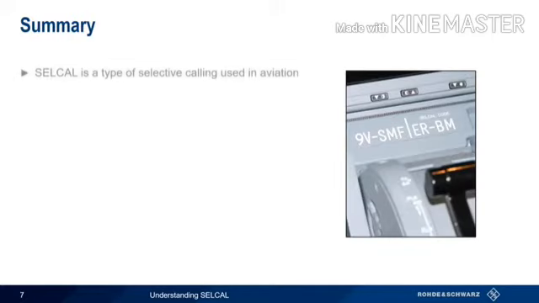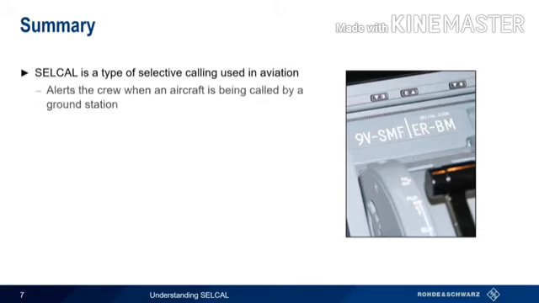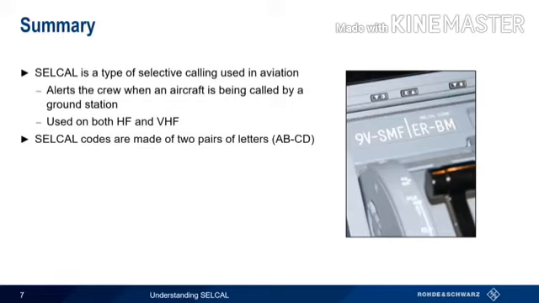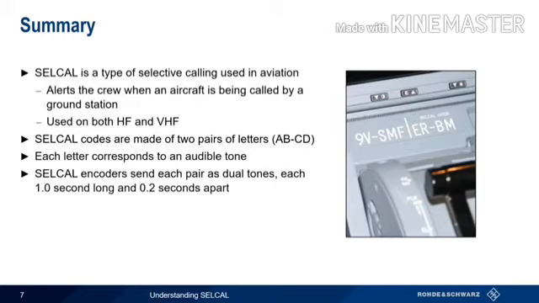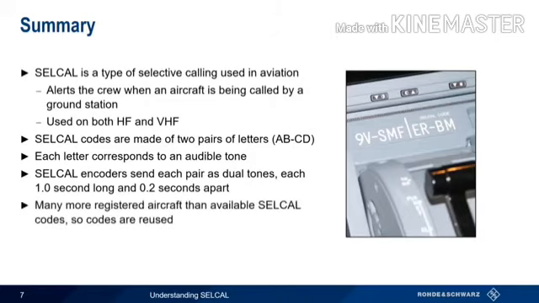In summary, Selcal is a type of selective calling used in aviation. Selcal is designed to reduce crew fatigue by providing an alert when their aircraft is being called by a ground station, and Selcal can be used for both HF and VHF communications. Selcal codes are made up of two pairs of letters, with each letter corresponding to a different audible tone. A Selcal encoder sends each pair by transmitting the two tones simultaneously. Each of these dual tones lasts 1 second, with a 0.2 second pause between them. Lastly, keep in mind that there are many more registered aircraft than available Selcal codes, so a given code may be used by multiple aircraft.